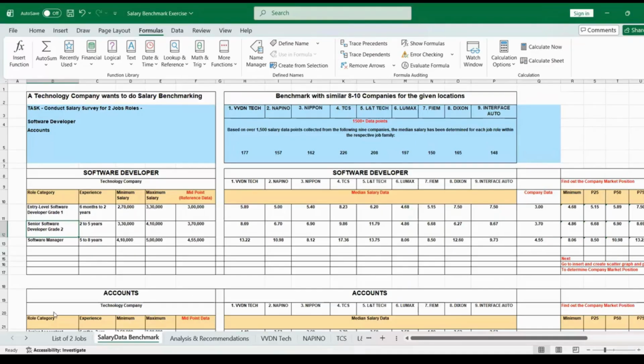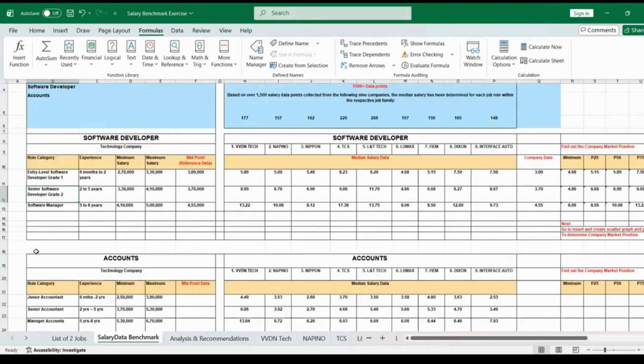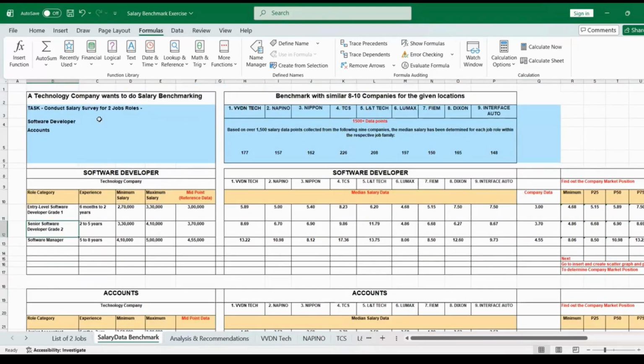I want you all to go to this. You have one exercise here, in Excel. What you see here is X company, a technology company which wants to do benchmarking for 3 sets of roles: software engineer grade 1, software engineer grade 2, and software manager. The company has given the salary range, the min and the max, for each of the levels, and they want to know what is their market position.